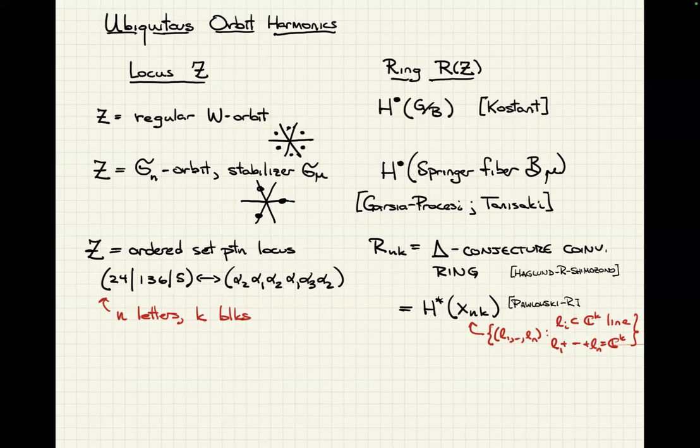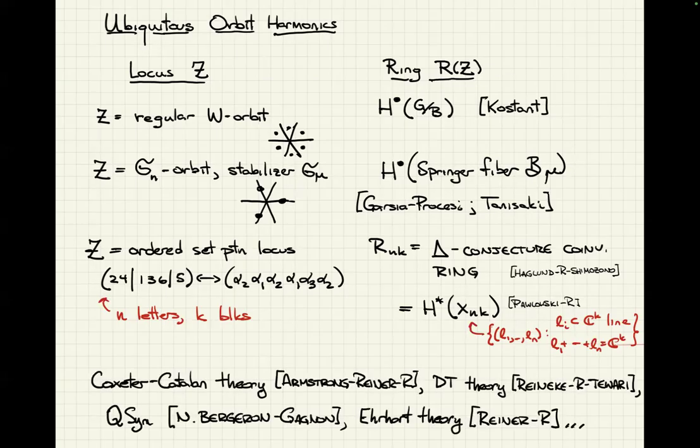We'll talk more about this locus later. And the associated orbit harmonics ring turns out, by a result of mine with Jim Haglund and Mark Shimozono, to be a kind of coinvariant ring that you can attach to the Delta Conjecture of Haglund, Remmel, and Wilson in some precise sense that I'd be happy to get into later. And maybe more interestingly for our purposes, it also presents the cohomology of a certain space X_{n,k} of spanning line configurations that I defined with Brendan Pawlowski. And we'll be going more into the details later on again.